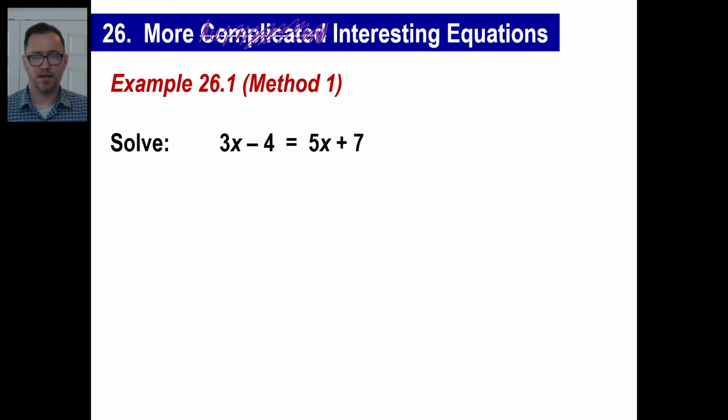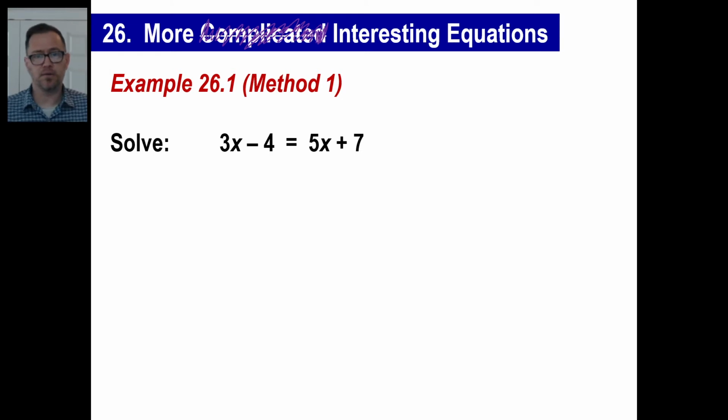Go ahead and pause and copy if you need to. I'm going to give you two ways to do this. You choose which way you like better, it doesn't matter. Look at how these are a little bit different than the ones we've done before. How they're different is you can see there are variables on both sides and there are constants on both sides.